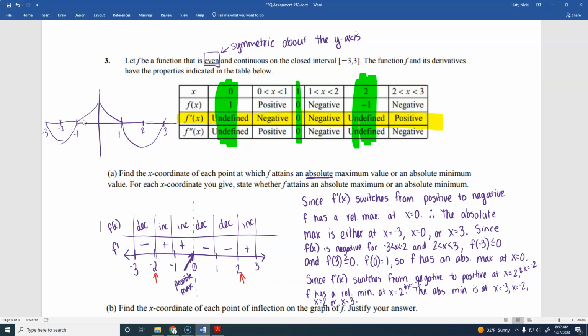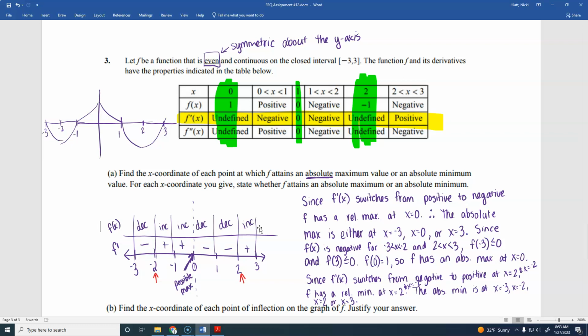Okay, how do we know that the absolute minimum is not going to be 3 or -3? Very good. So our derivative is positive from 2 to 3, which means that the function increases. So if we're here and we switch to increasing, we can't have a lower value there, right?